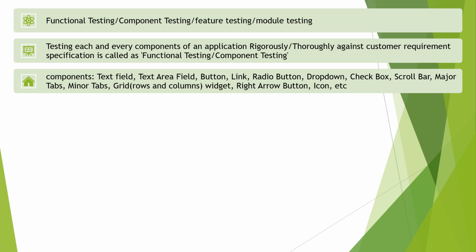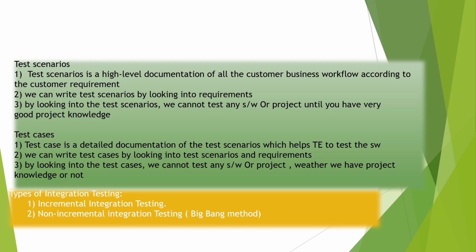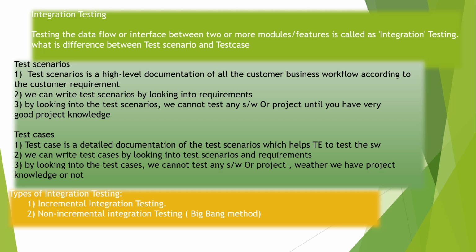So first, we'll get to functional testing. Functional testing means we'll test the components. What are the components? You guys know: text fields, text area fields, buttons, links, radio buttons, drop downs, checkboxes, scroll bars. These are things you have already seen in your daily life. Are these things working fine or not? Is there any defect over there? That we will check by doing functional testing. Here we have three types: over testing, under testing, and optimizer testing, that we will check step by step while learning the course. Once functional testing is done, we go directly to integration testing.